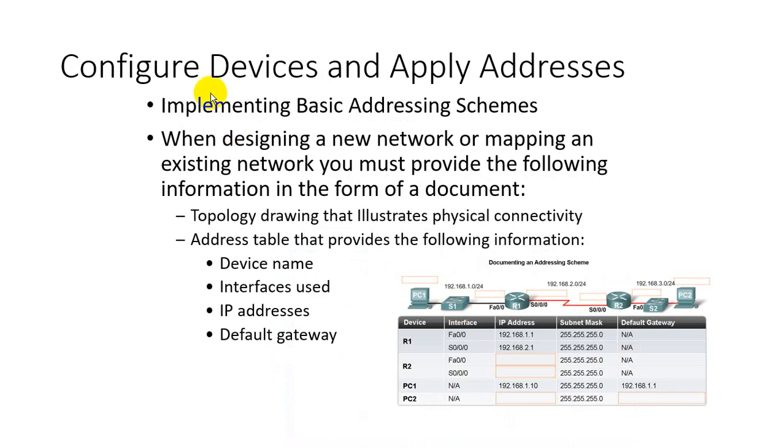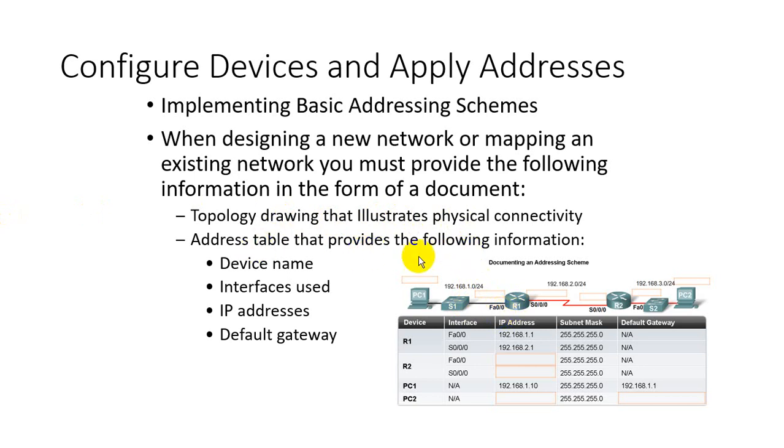Configure devices and apply addresses. Implementing a basic addressing scheme. When designing a new network or mapping an existing network, you must provide the following information in the form of a document. First, a topology drawing that illustrates physical connectivity. As you can see here, switch 1 and R1 are connected through fast Ethernet 0/0.